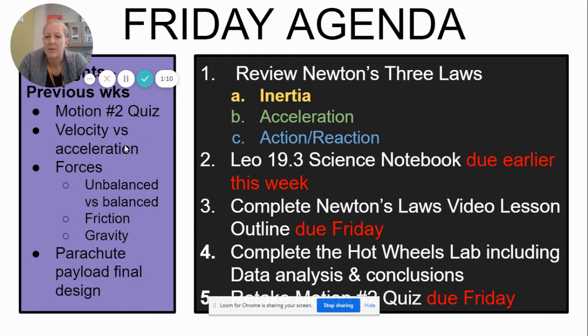And then the second part of our experiment was to look at how did changing the mass of the car affect the acceleration of the car. Okay, so we kind of went back and we were refreshing our memory on these ideas of velocity and acceleration.